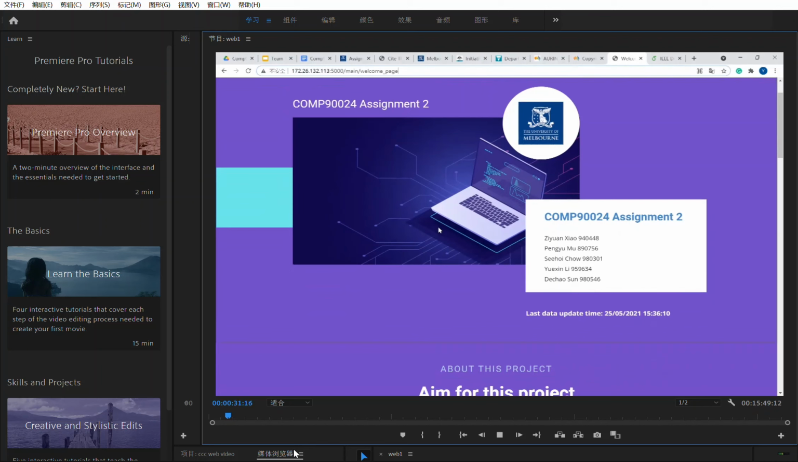First, let me introduce our 5 members, which is Ziyuan, Xiao, Pengyu, Seehoi, Chow, Yuexin, and Dechao. Below this, we can see that the last data updated time is 25th of May. Actually, our scenario analysis is based on data that has been updated. In other words, the data and diagram are always based on real-time data.